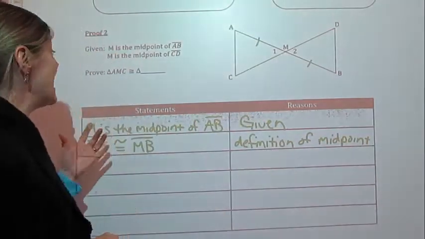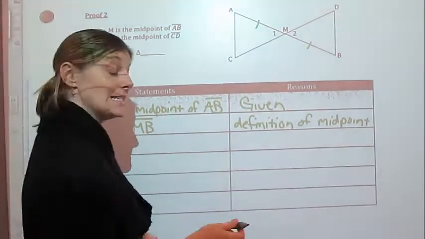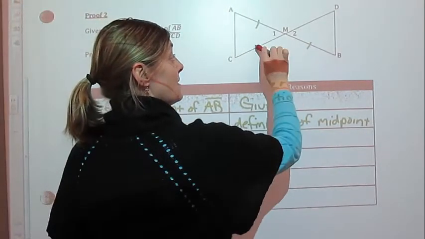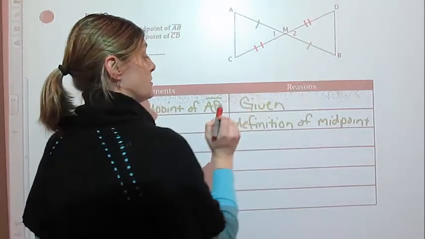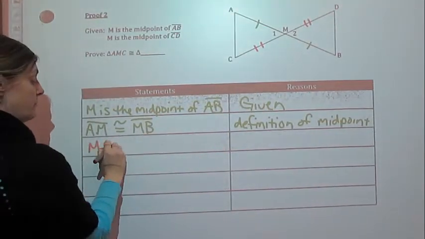All right, now our second given is that M is the midpoint of CD. So if M is the midpoint of CD, that means that these two segments are going to be congruent. So first we need to write down our given statement.